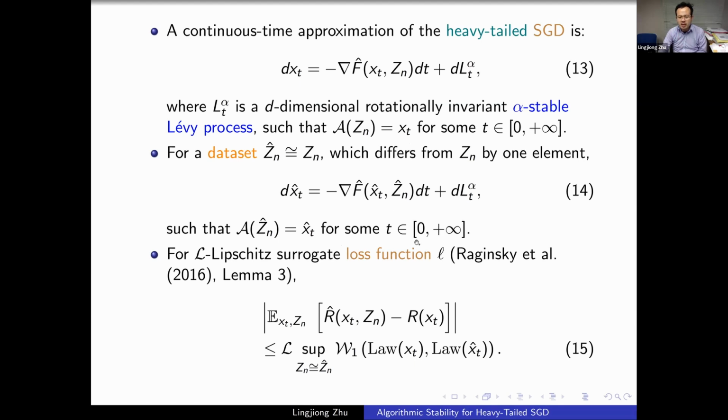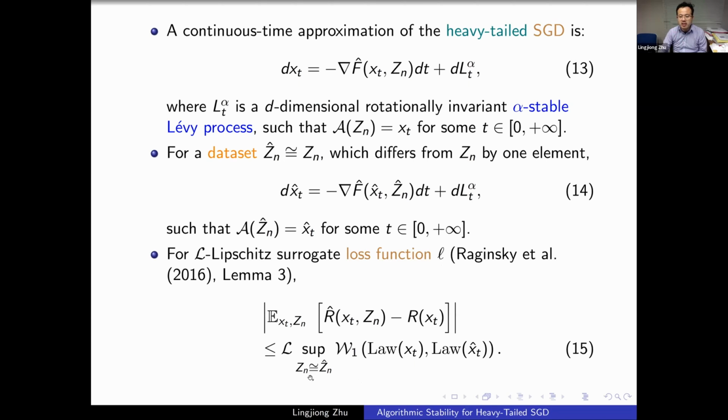If you look at a Lipschitz surrogate loss function, let me call the Lipschitz constant little l, there's a nice paper by Maxim Raginsky which showed that, if you want to quantify the generalization error bound, you can upper bound it by the Wasserstein distance. W1 here is the one-Wasserstein distance between the law of X_t and the law of X_t hat.